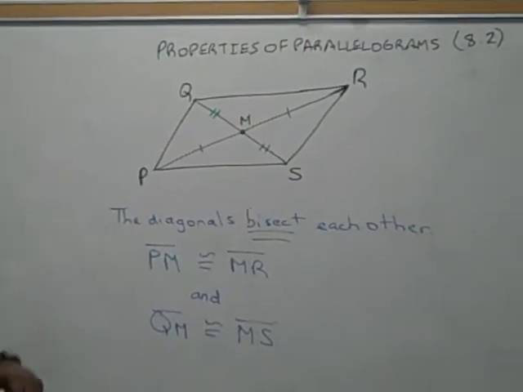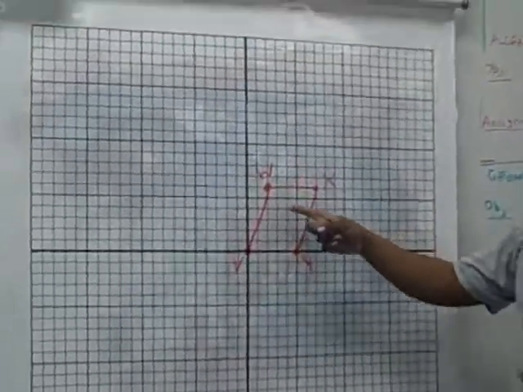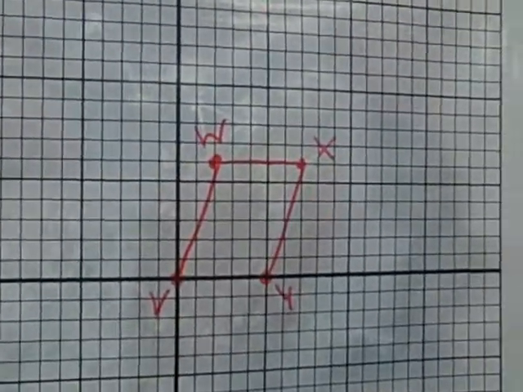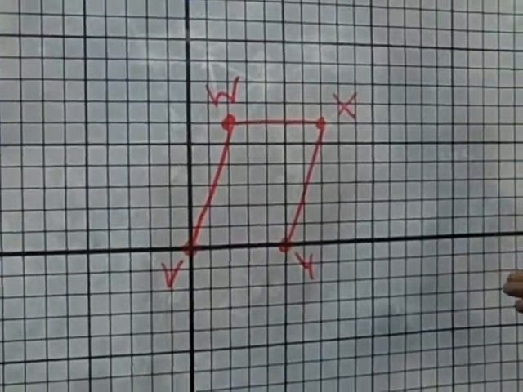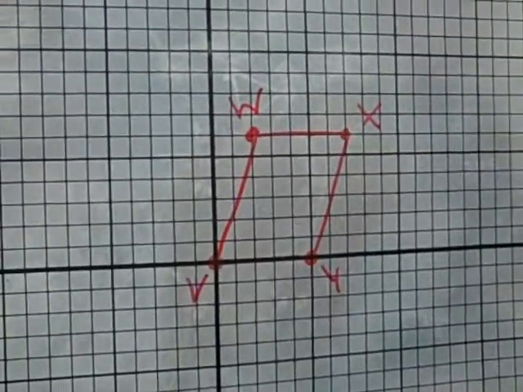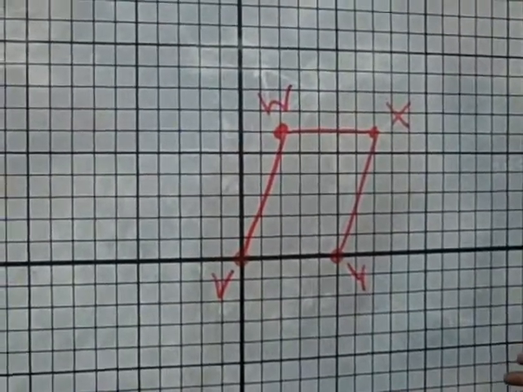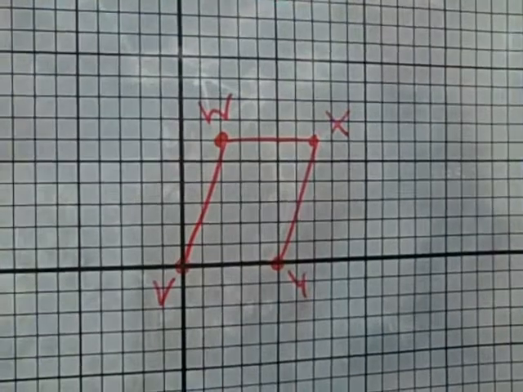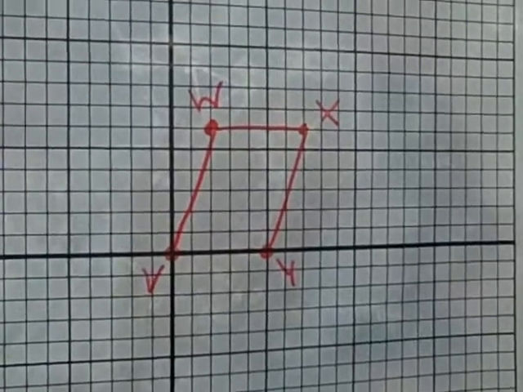All right? So let's follow me. Notice here that I have parallelogram VWXY. Now, what we want to do is find where the diagonals meet. So we're actually going to draw the diagonals in and find out exactly where they meet. The good thing about having it in a coordinate grid is that if you've drawn the picture correctly, it's going to be pretty simple to see where those diagonals meet. Okay, so let's try to do that.